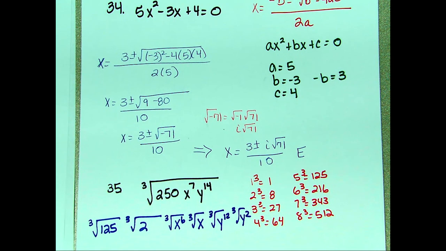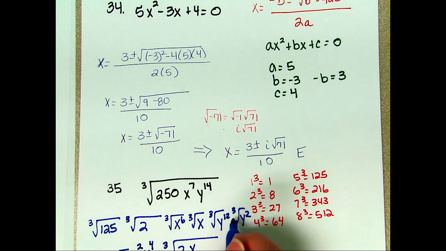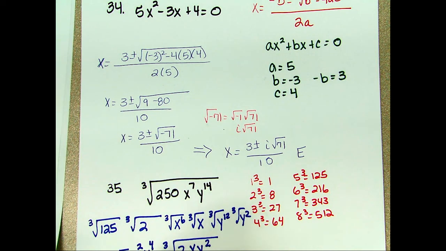Cube root of x to the 6th, 6 divided by 3 will give me x squared. The cube root of x stays under the radical. The cube root of y to the 12th, 12 divided by 3 is y to the 4th. Cube root of y squared, we can't simplify it, stays under the radical. So our final answer is 5x squared y to the 4th cube root of 2x y squared. The answer for number 35 is D.